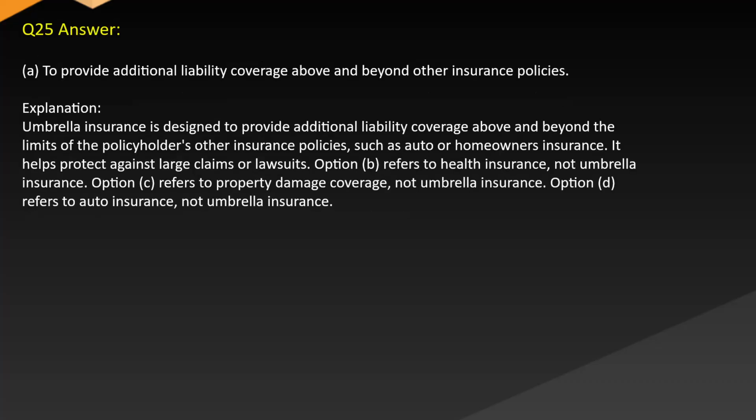Answer: A. To provide additional liability coverage above and beyond other insurance policies. Explanation: umbrella insurance is designed to provide additional liability coverage above and beyond the limits of the policyholder's other insurance policies, such as auto or homeowners insurance. It helps protect against large claims or lawsuits. Option B refers to health insurance, not umbrella insurance. Option C refers to property damage coverage, not umbrella insurance. Option D refers to auto insurance, not umbrella insurance.